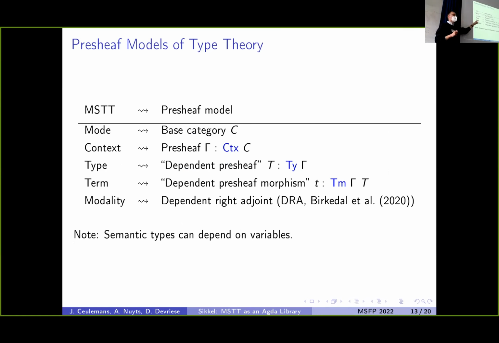Types are interpreted as dependent presheaves, terms as dependent presheaf morphisms, and modalities as dependent right adjoints. And so that basically means that there should be semantic analogs of these modal type constructors and operations. And also notice that semantic types can depend on variables in a context. So at this layer, there is already some form of support for dependent types.